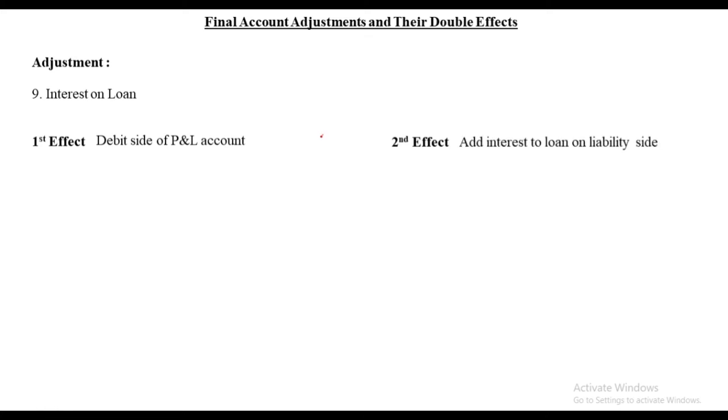Next, adjustment number 9 is based on interest on loan. Now, the very first effect of interest on loan is that it comes on the debit side of your profit and loss account. And the second effect is that it will get added to the loan on the liability side of the balance sheet.